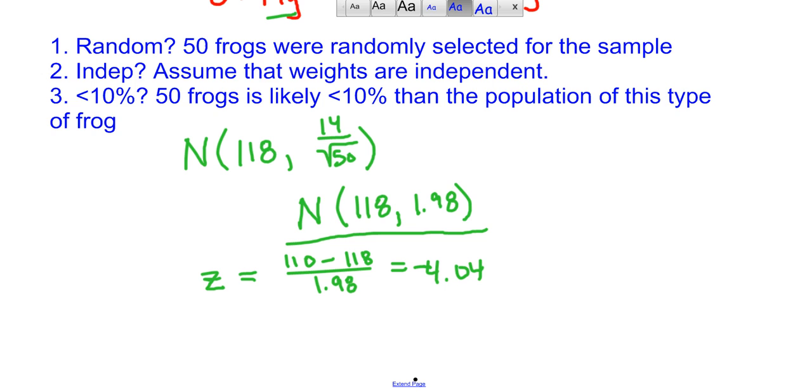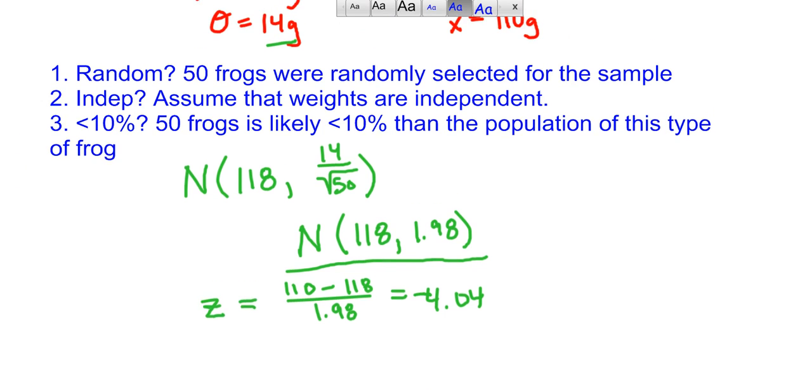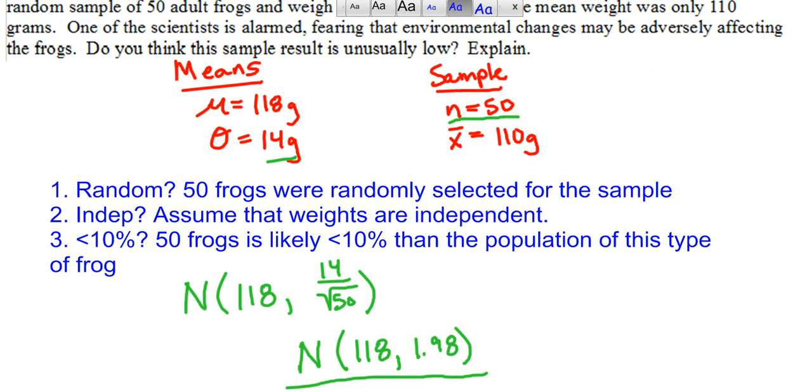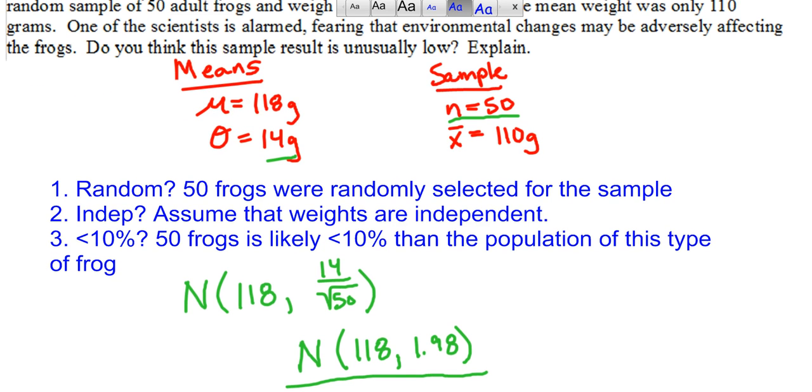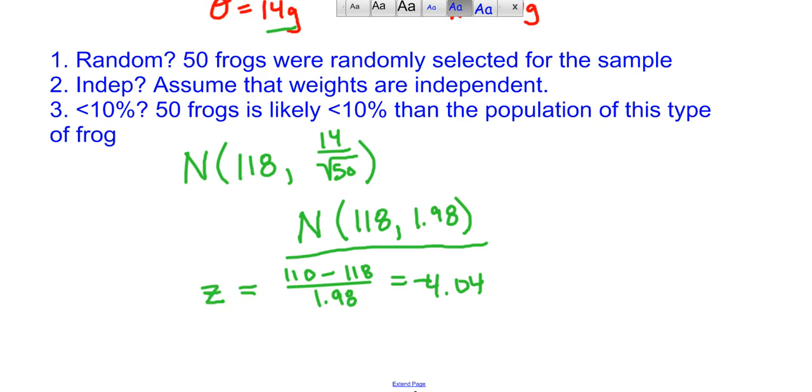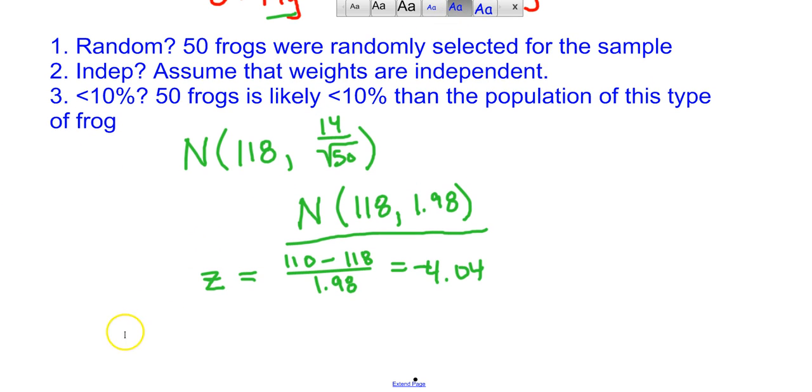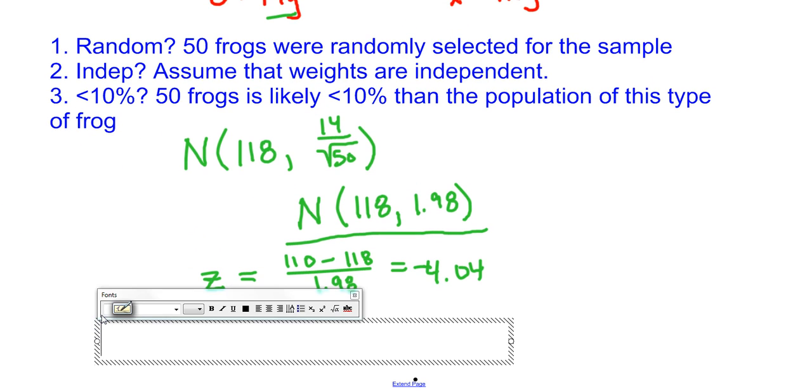So for our response, we know that anything over 2 standard deviations away from what we would expect to happen is considered abnormal. In this case, we're way over 2. So our response to this would be that, yeah, of course, this seems unusually low.